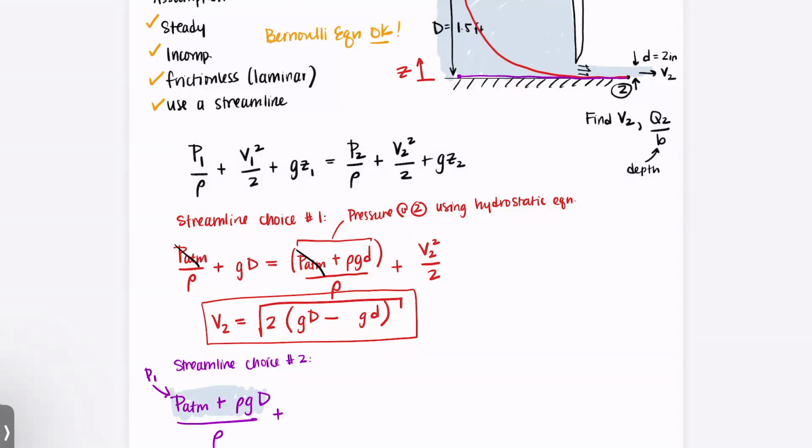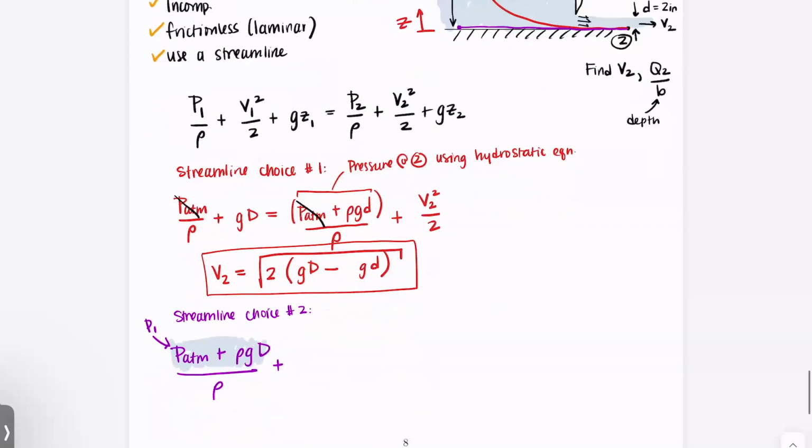We're going to again assume that the velocity is 0 because it said far away from the gate, our velocity is 0. And we also have that Z1 is 0 because we're right at the bottom, right? All right. So that's all we have on the left-hand side. For the right-hand side, we still have our P atmosphere plus rho G lowercase d quantity over rho, just like how we did before. And then plus V squared over 2.